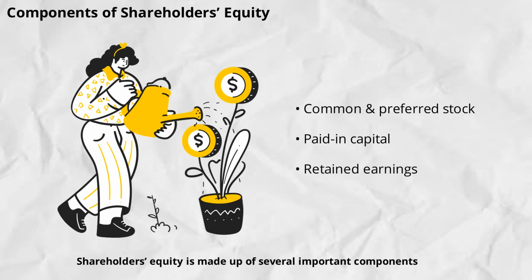Shareholders' equity is made up of several important components. The main parts include common stock, preferred stock, additional paid-in capital, retained earnings, and sometimes treasury stock. Common and preferred stock represent the initial investment by shareholders. Additional paid-in capital is the extra money investors pay above the stock's par value. Retained earnings are the profits a company keeps instead of paying out as dividends. Treasury stock is any shares the company has bought back. Together, these elements form the total shareholders' equity.